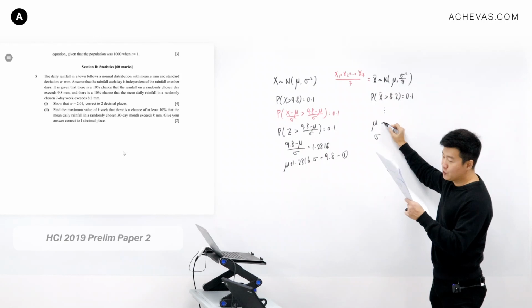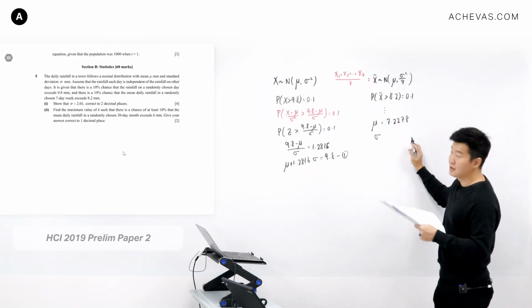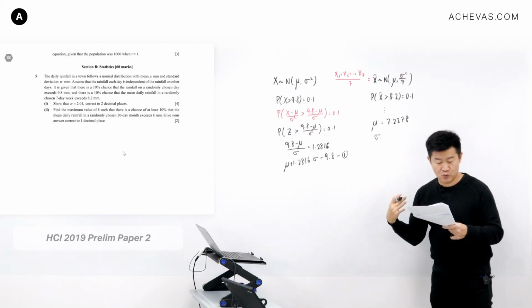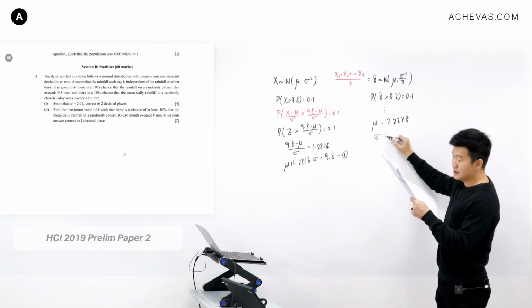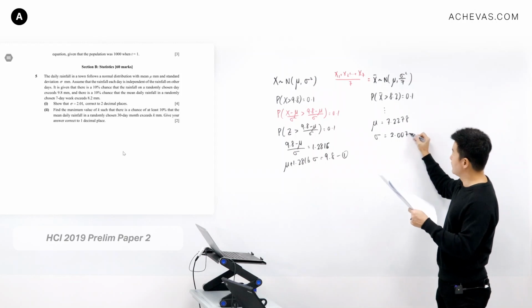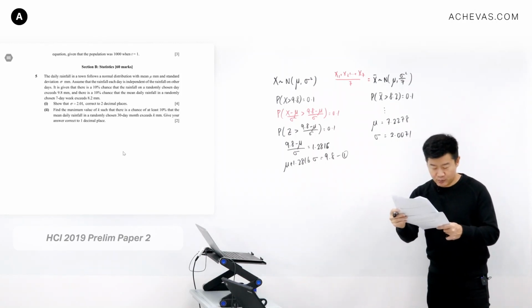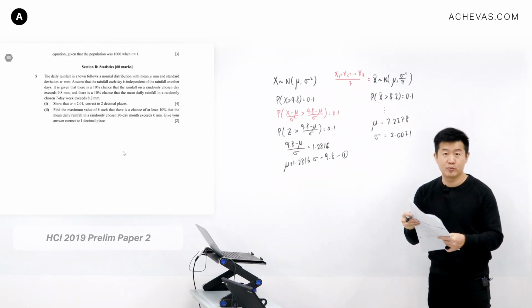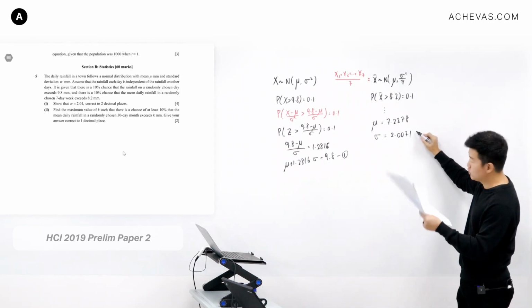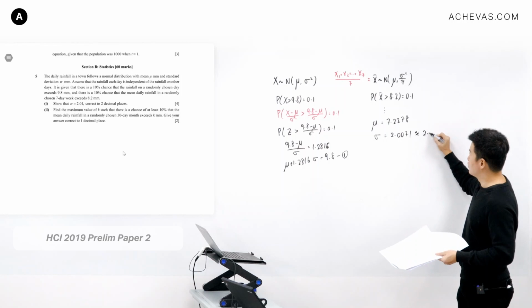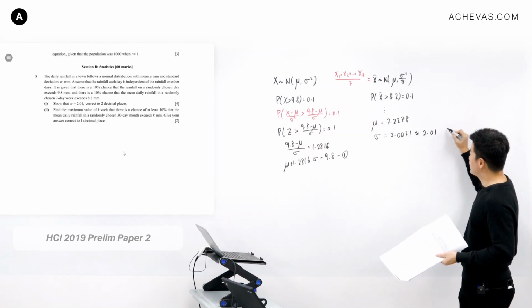So let me write down mu. Mu is equal to 7.2278. The question didn't ask for mu. Sigma here is equal to 2.0071. The question asked for sigma. And the question asked us to prove that sigma is approximately 2.01 to 2 decimal places. So this is 2.01, 2 decimal places, so shown.